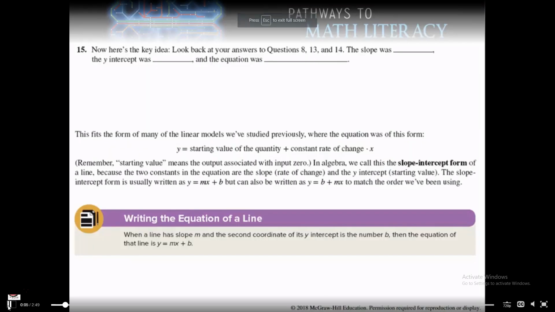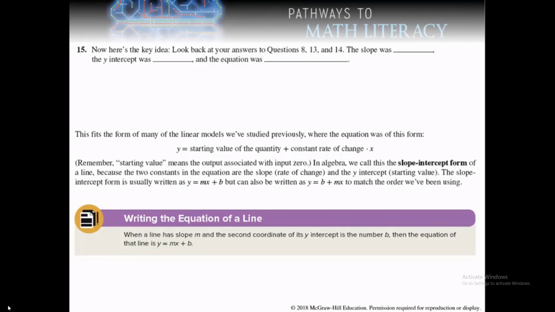In 15, we're looking back at the pizza question that had the delivery charge, and it asks us to look back at the questions that talk about the slope, y-intercept, and the equation. So first of all, the slope in those questions was 9. The y-intercept was (0, 10), and the equation was c equals 9p plus 10. And this is actually really important to make this connection that the equation actually had the slope and the y-intercept in it. And so you may have heard of the form y equals mx plus b before. The slope is multiplied by the variable plus the y-intercept, and that's going to make our life a little bit easier.